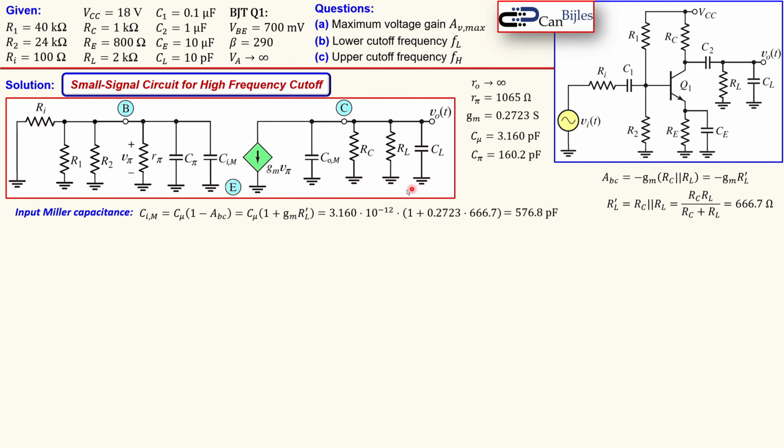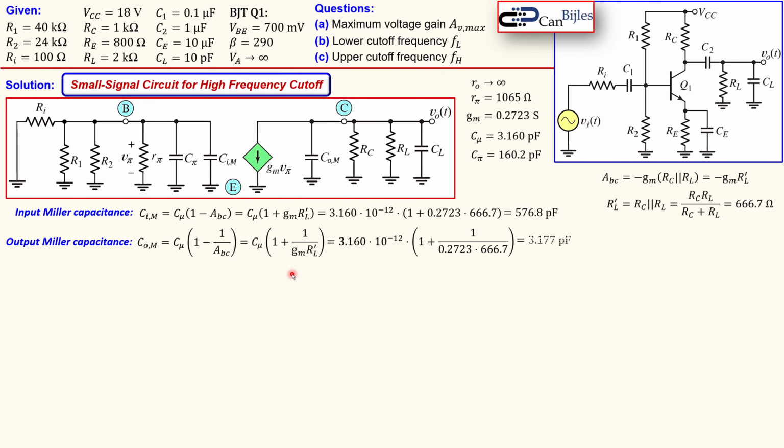Now again, you can see that we go from 3.16 picofarads to almost 577 picofarads. So you see the huge increase in the capacitance because of this feedback. We saw before, of course, the C pi was dominating, which is much larger, in this case approximately 160. But because of this feedback, which is now reflected here, this is now much larger than the C pi. That is, of course, an interesting observation. And how about the output Miller capacitor? Well, that is approximately the C mu itself. If you use the exact expression and substitute the values, you get here 3.177 pico, which is close to this 3.16 pico, of course.